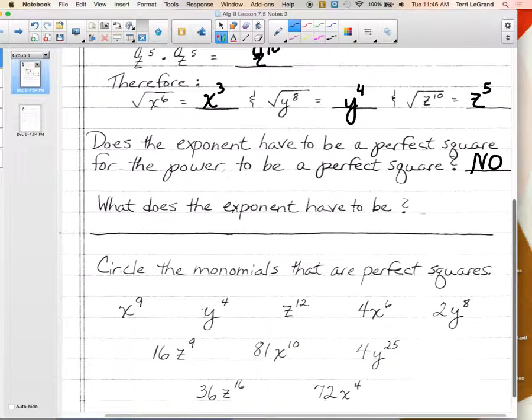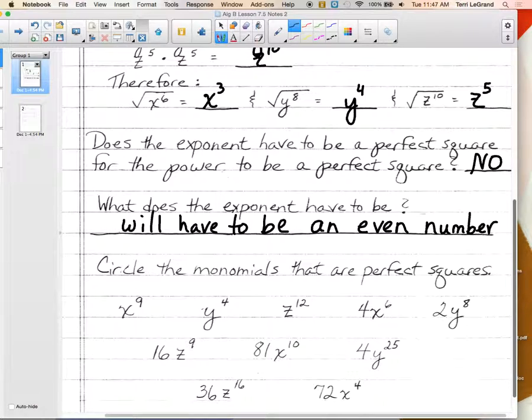So let's put that. The exponent will have to be an even number. It doesn't have to be a perfect square, but it will have to be an even number because remember we want it divisible by 2. 9 isn't divisible by 2 to get an integer. 3 isn't divisible by 2 to get an integer.